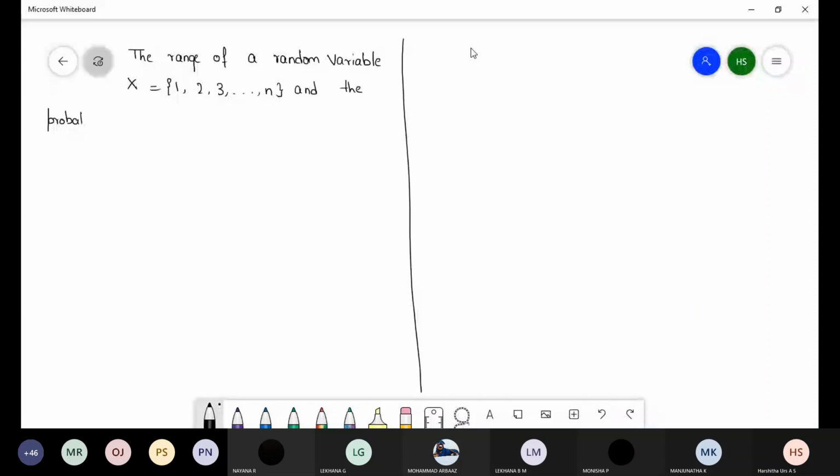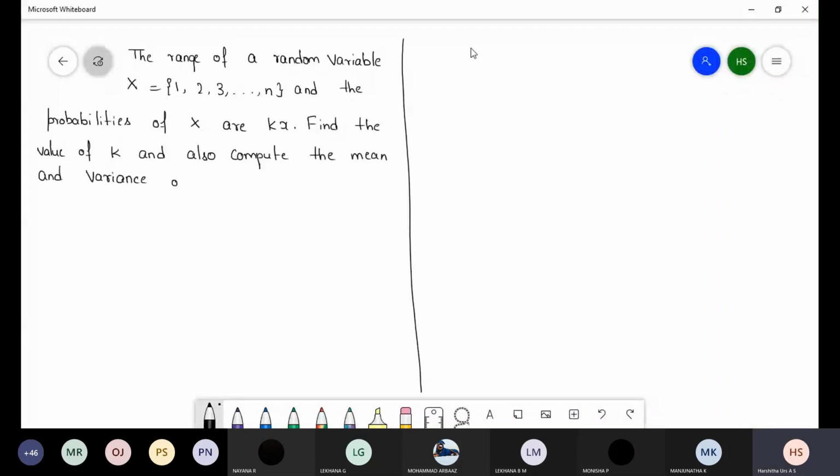Next problem: p of x is k x. Find the value of k and also find the mean and variance of the probability distribution.